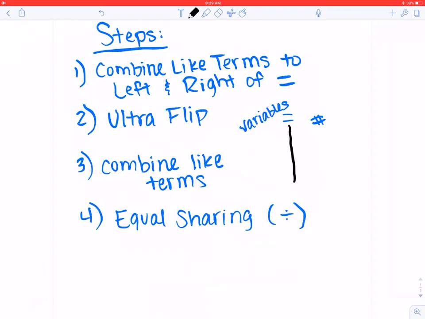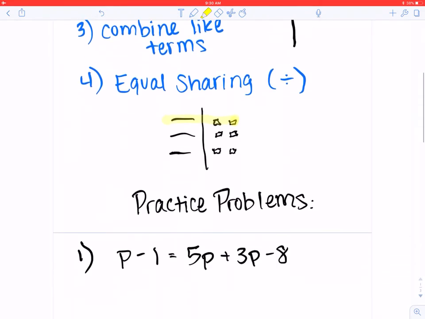So we're making our lightsaber groups if we had tiles. Here's our ultra flip line. We have our lightsabers. We're equal sharing. We're saying how many units does each X or Y get? That's equal sharing, because we can say, well, one X gets 2 units, so X equals 2. All right, that's the same as division. So let's try some practice problems.